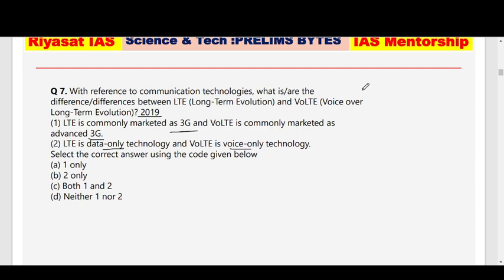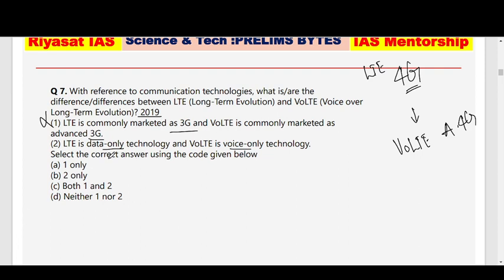Okay, before that, let us understand what is LTE and what is VoLTE. Both are technologies to transfer voice and data over a phone call or your networks. Clear? LTE, long term evolution, is your 4G. Okay, voice over LTE is your advanced 4G. This is your LTE and this is your VoLTE, which is your advanced 4G, so by this information we can mark the first statement as incorrect.